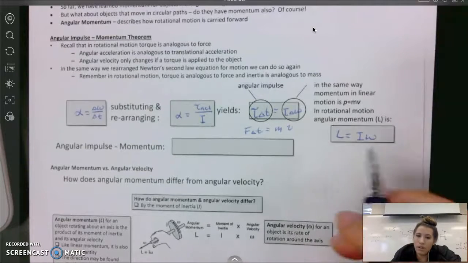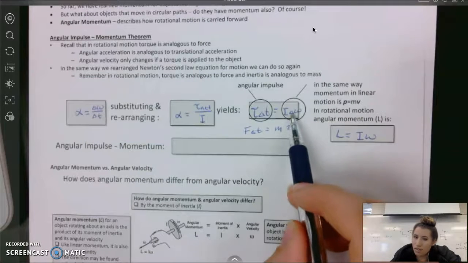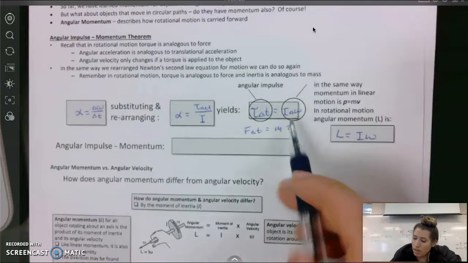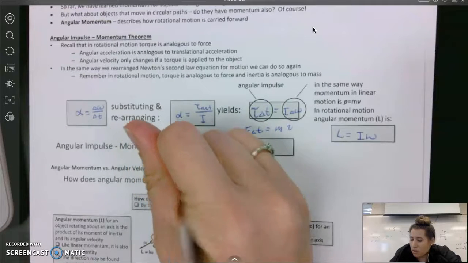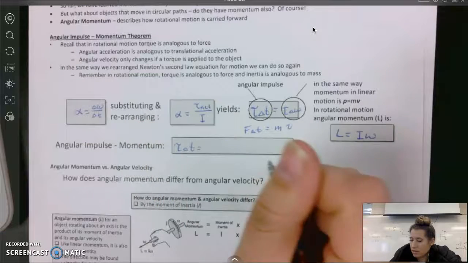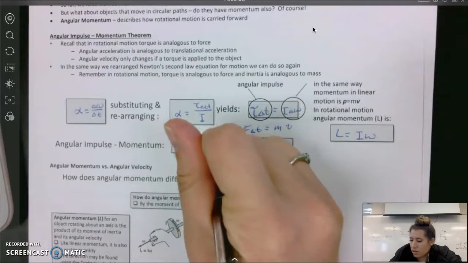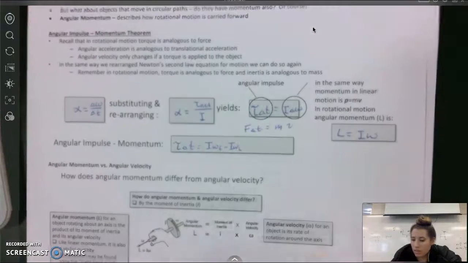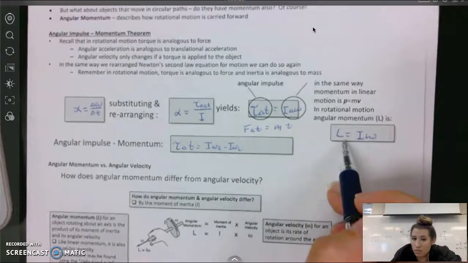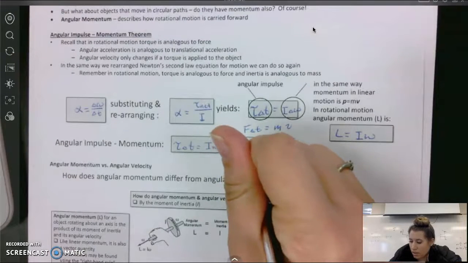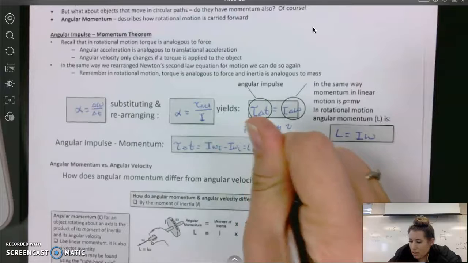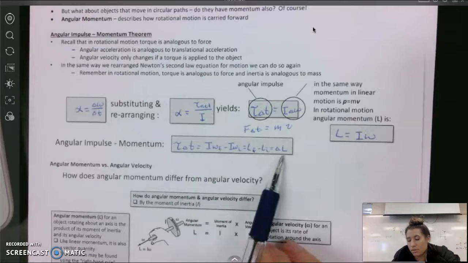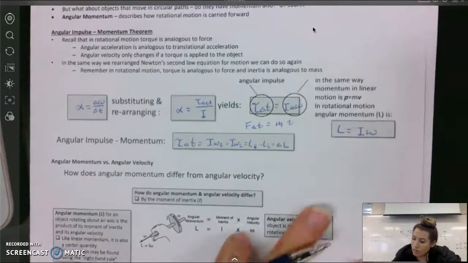Okay. So angular impulse, this is that delta. We worked through this very similarly, where we distributed the delta, and so what we ended with was torque times delta t is equal to I omega final minus I omega initial, which is just angular momentum final minus initial, L final minus L initial, which is just delta L. The angular impulse is equal to the change in angular momentum. Okay.